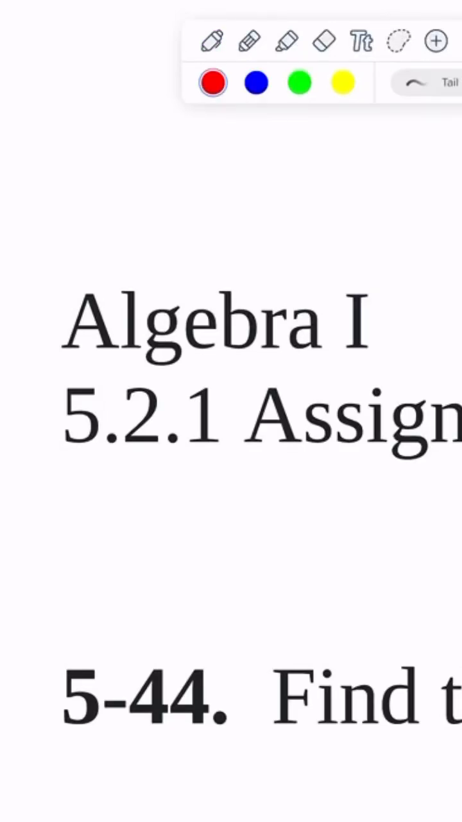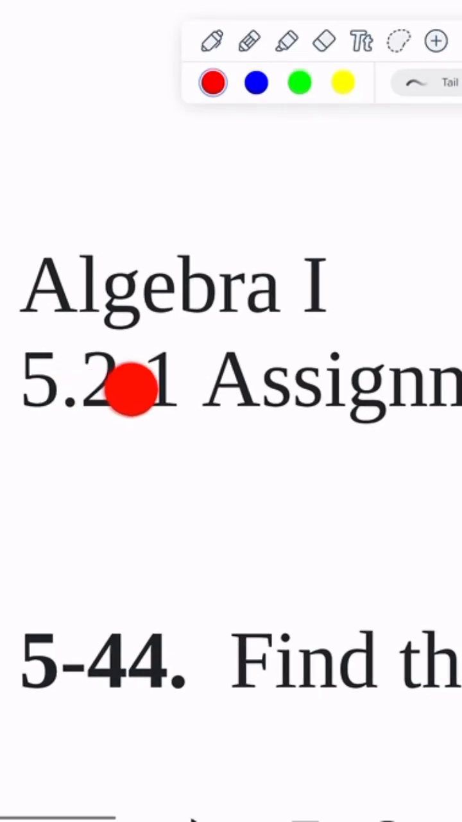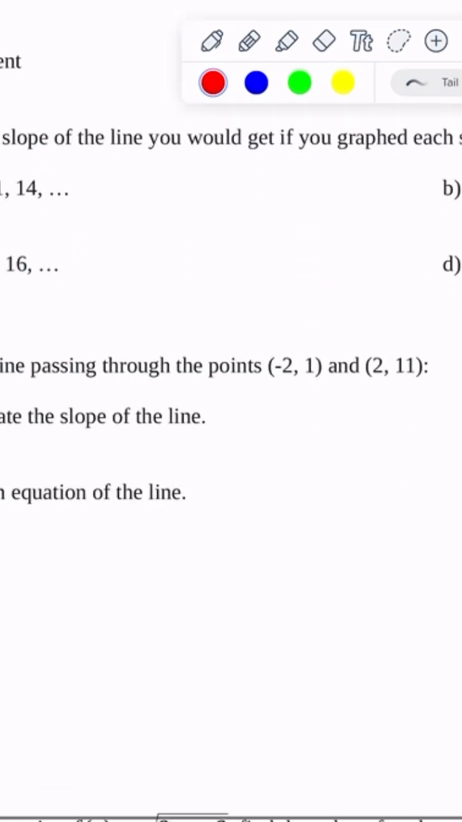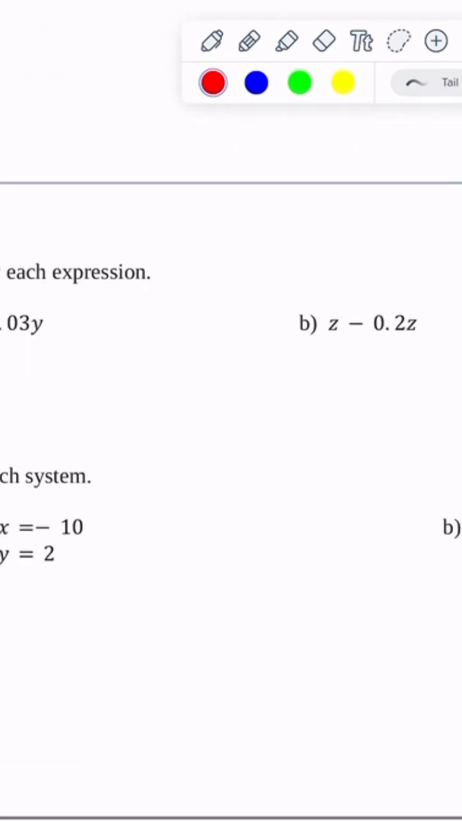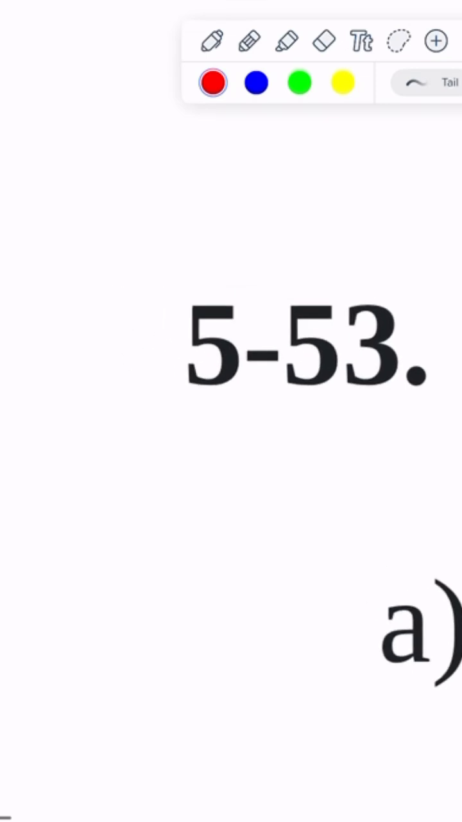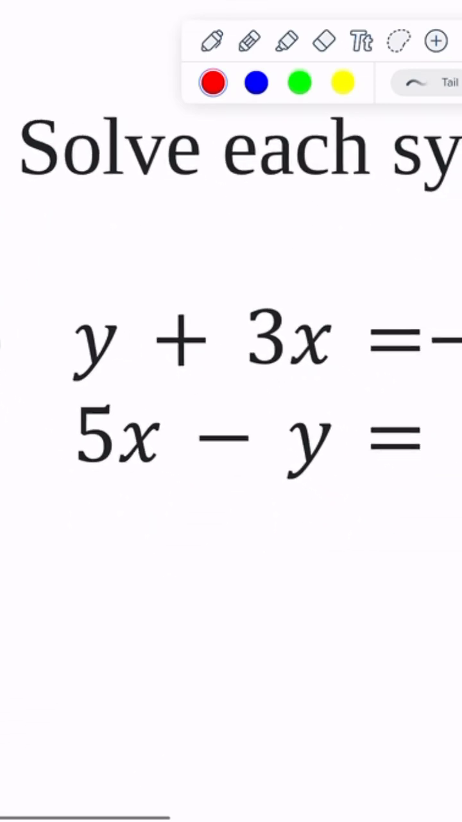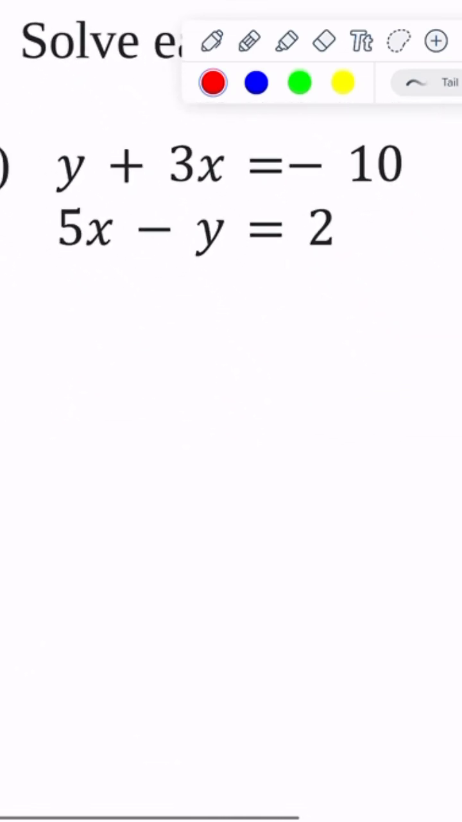Alrighty, mathematicians, we are in Algebra 1. This is section 5.21, and today we are going to be doing problem 5-53. It says solve each system, and here is our system right there.